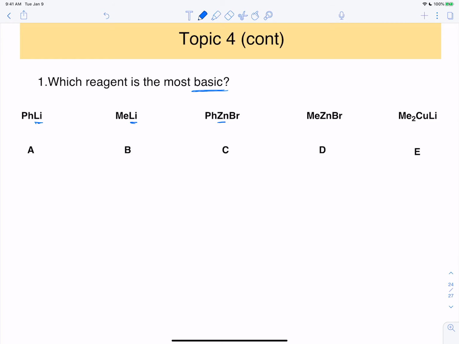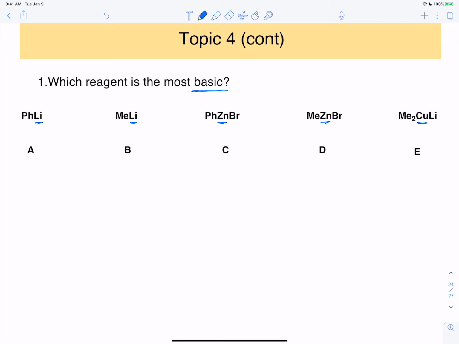When you go all the way to somewhere like zinc, these start to make more covalent interactions with the neighboring carbons. Their bonding is more shared, so it's less polarized. And when you get to something all the way to a cuprate, these are really the least basic by far, and as we've learned, don't even react with things like aldehydes and ketones.